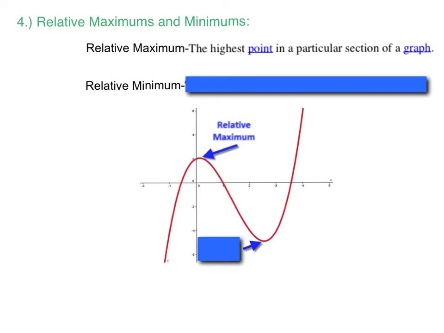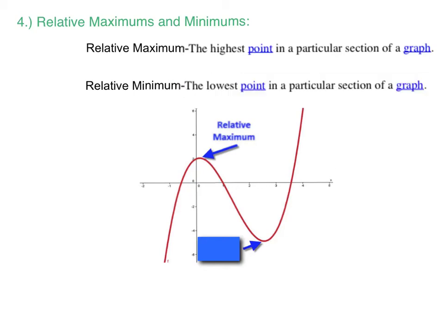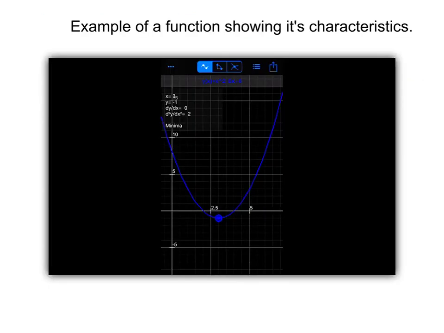Now, if I want to know the relative minimum, well, the relative minimum is just the lowest point in a particular section of a graph, meaning if we were to take a look at this section of the graph, the lowest point there would be that point right there. And that would be a relative minimum. Okay, folks, now we're going to do an example using our graphing utility. So use your smartphone, use the app that we put on your smartphone, and I want you to go ahead and follow along with me as we do this example.